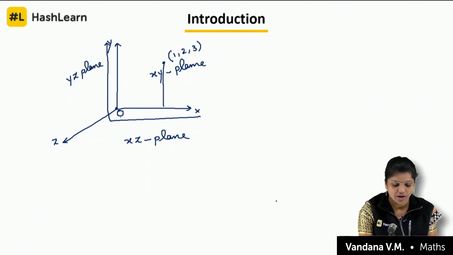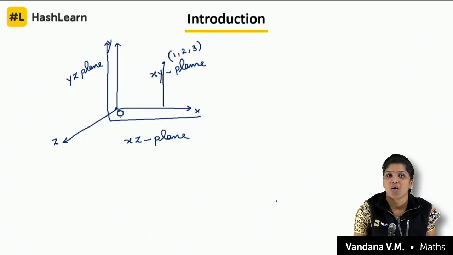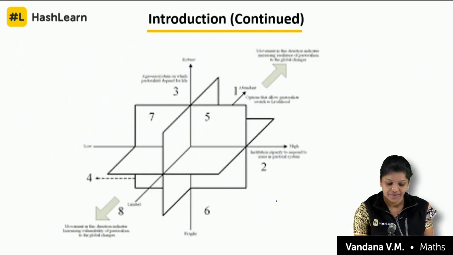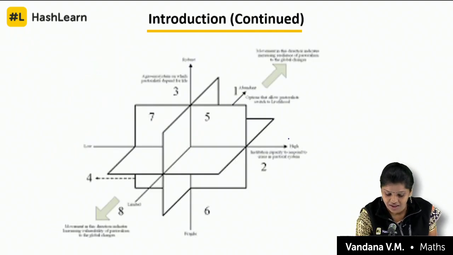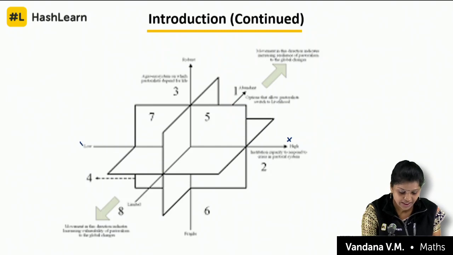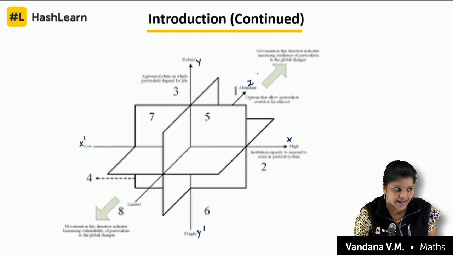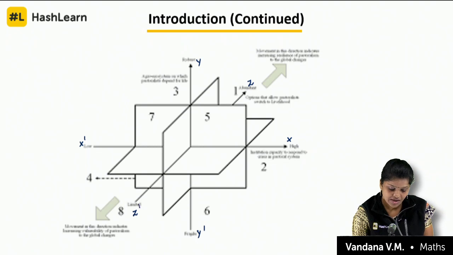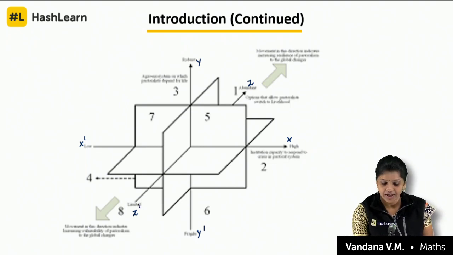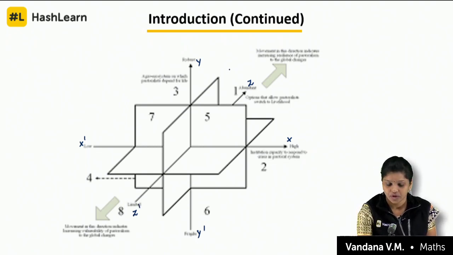Suppose what these axes are going to do is separate the space into 8 octants. How is it possible? Just have a look over here. This is your x-axis, this is the negative x-axis. Take this as y-axis and this as negative y-axis. This is your z-axis and this is your negative z-axis. Clearly you can make out what we are having.